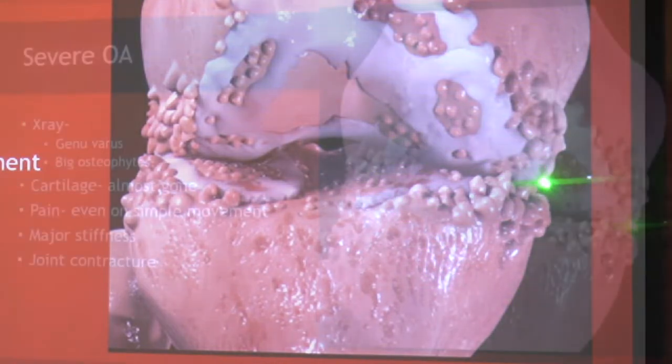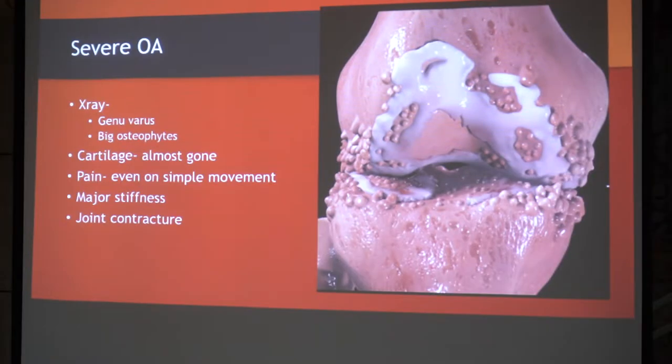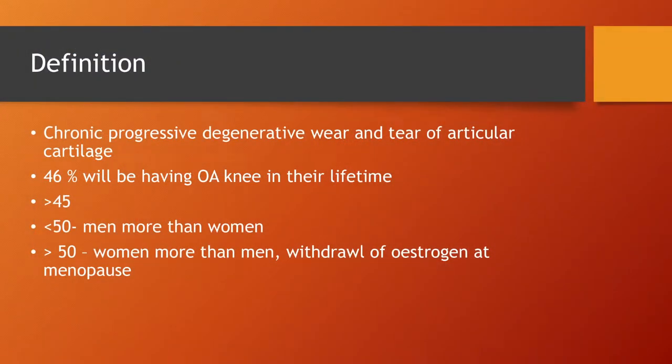You will see that all over these are the osteophytes, developed by the body. The body is trying to compensate for the cartilage by producing osteophytes, but it doesn't help because cartilage is the only structure which is smooth and provides lubrication. When it's gone, just the hard bone is left, and there will be pain and stiffness, and the patient will be having a lot of problems. So this is a summary. Now let's go into detail.